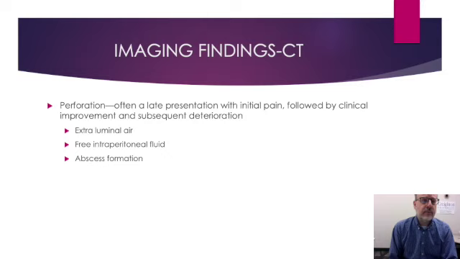On CT scan, we can also assess for perforation. Appendiceal perforation is often a late presentation following the initial pain. Patients have a short window of clinical improvement and then become subsequently more ill. On CT scan, we will see signs of free intraperitoneal or extraluminal air. We'll see free fluid in the pelvis, and in exceptionally delayed cases, an appendiceal abscess can form.